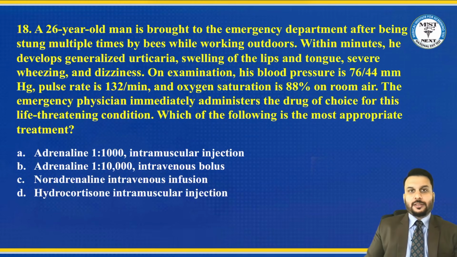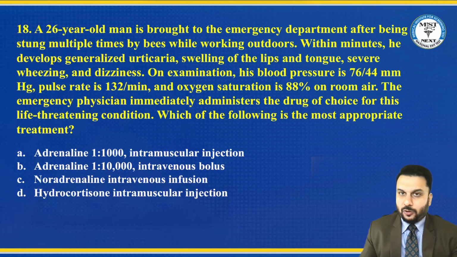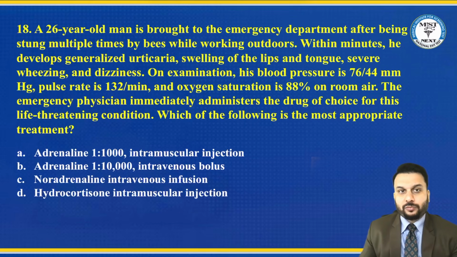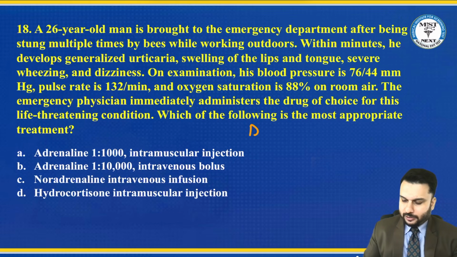Next is a 26-year-old man brought to the emergency department after being stung multiple times by bees while working outdoors. Within minutes, he develops generalized urticaria, swelling of the lips and tongue, severe wheezing and dizziness. On exam, his blood pressure is 76/44 mm of mercury, pulse rate is 132, and the oxygen sat is around 88%. The emergency physician immediately administers the drug of choice for this life-threatening situation, which is the most appropriate treatment from this list. Okay, so you must have figured out that this is the diagnosis of anaphylactic shock.